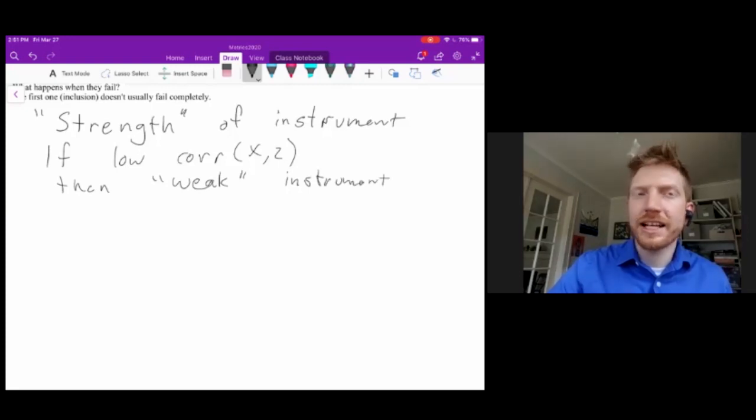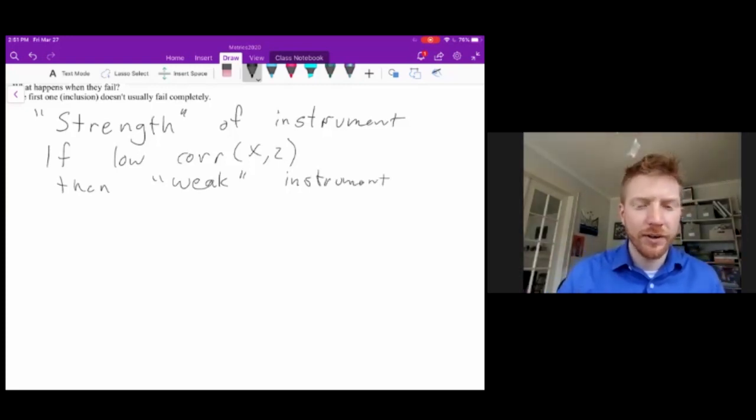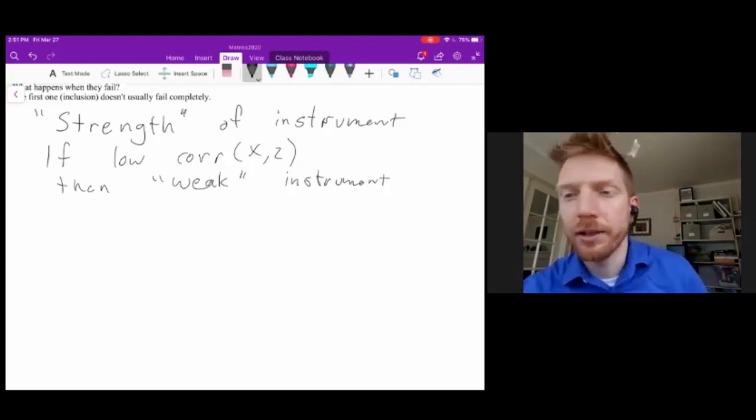And in our next lecture, when we talk about the variance of our estimator, the variance of our two-stage least squares beta hat, this will come into play and become a little bit more clear.